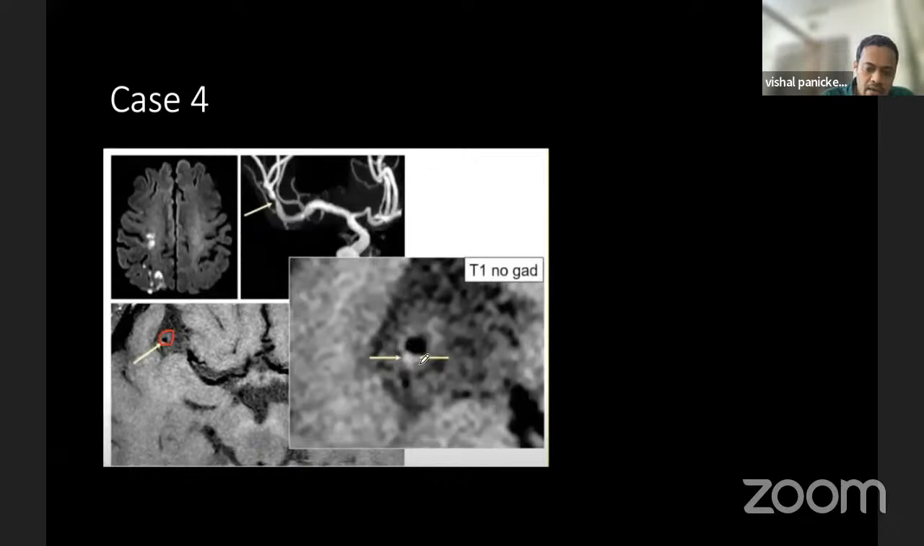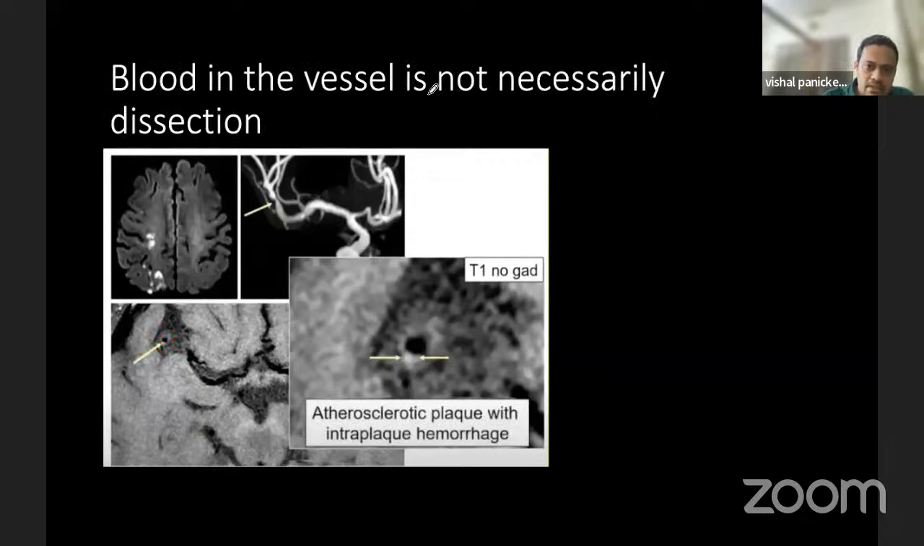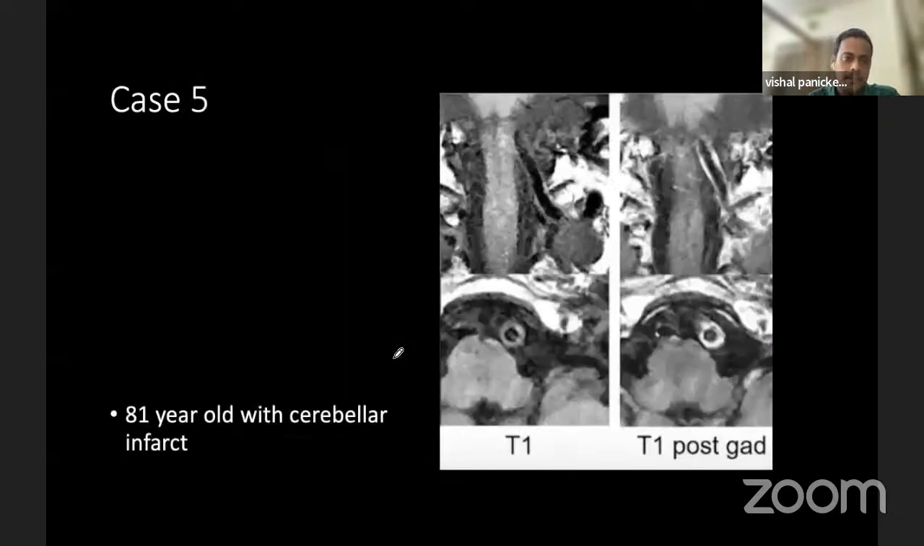So T1 hyperintensity can be seen whenever there is blood. Is it dissection? Blood in a vessel is not necessarily dissection. Intraplaque hemorrhage can present like dissection. So characterization of the vessel wall abnormality with multiple imaging can differentiate between dissection and intraplaque hemorrhage.